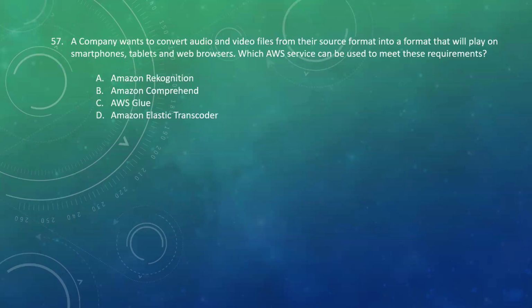Moving on to question 57. A company wants to convert audio and video files from their source format into a format that will play on smartphones, tablets, and web browsers. Which AWS service can be used to meet these requirements? Your options are A, Amazon Rekognition, B, Amazon Comprehend, C, AWS Glue, D, Amazon Elastic Transcoder.